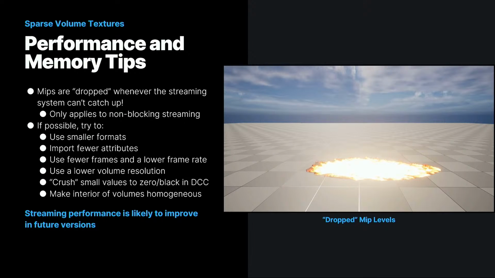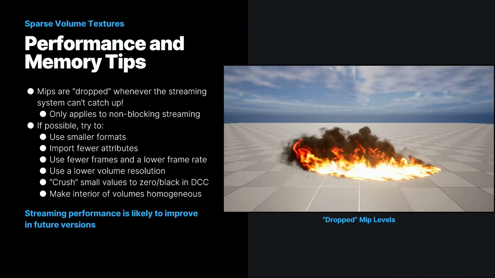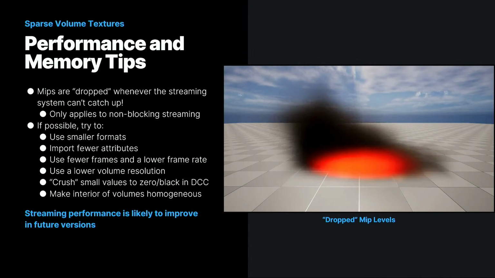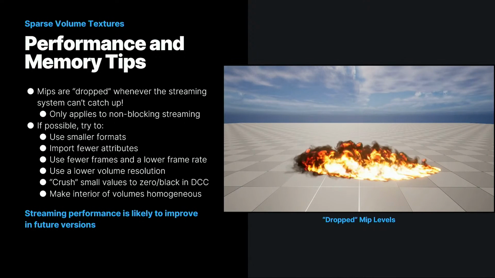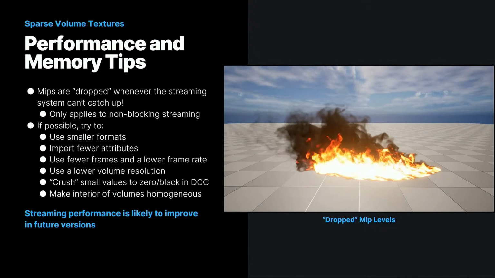Like I said before, the streaming system will fall back to coarser MIPs if it can't catch up. We call this dropped MIPs. Note that this only applies to non-blocking streaming. See the video on the right for dropped MIP levels in action. In order to prevent this from happening, we need to ensure that the streaming system isn't overloaded.